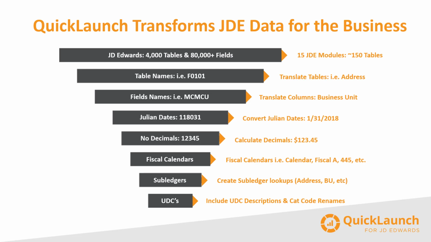The dates in JD Edwards are stored in a Julian format. We translate those into Gregorian dates. The decimal precision: all the amounts, units, and quantities in JD Edwards are stored without decimal places. We provide the right precision for that.